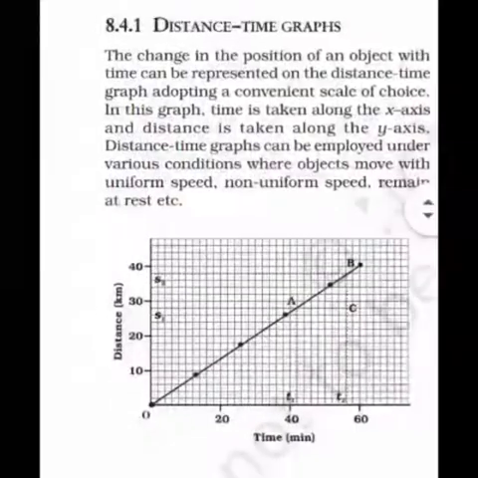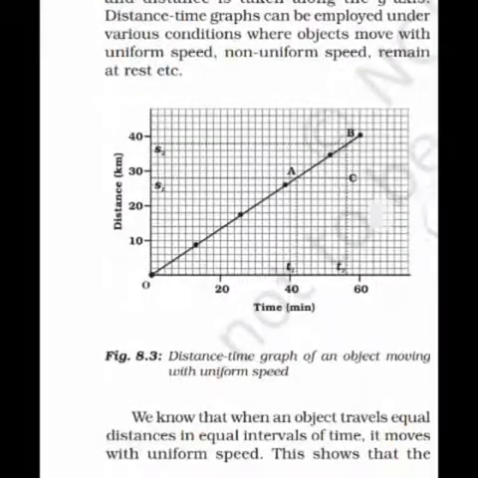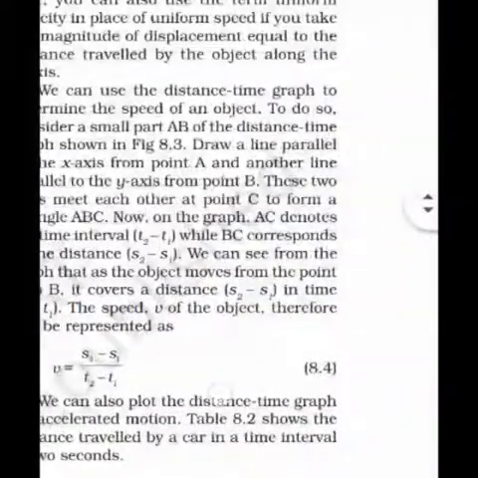As you can see here, this is the graph of the uniform motion. How can we conclude that? By seeing just the graph, because whatever time is taken by the object to travel this much of the distance, the same time will be taken again by the same object to travel that much of the distance. It means in equal intervals of time, it is traveling equal distances. That's why it is known as the uniform motion graph.